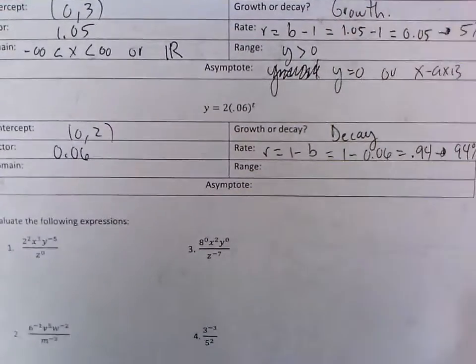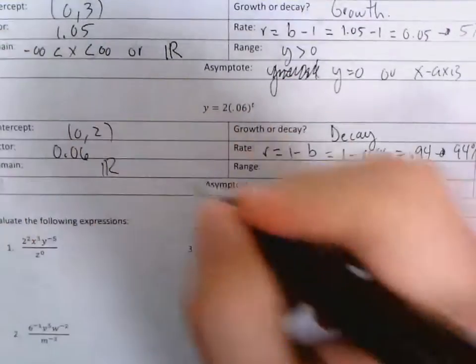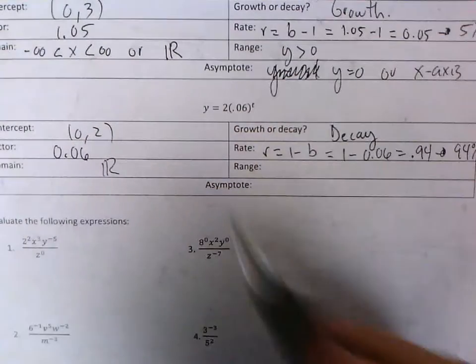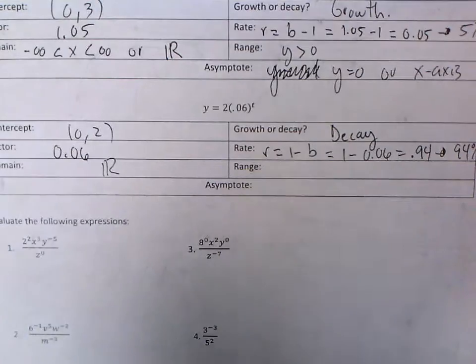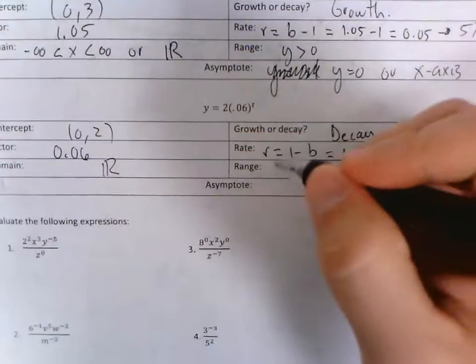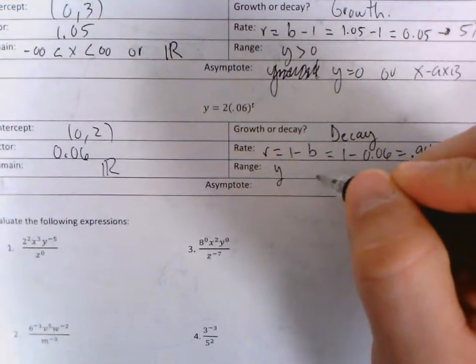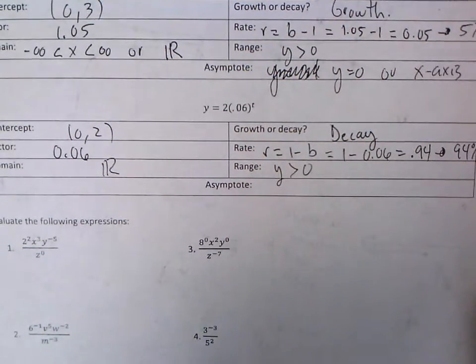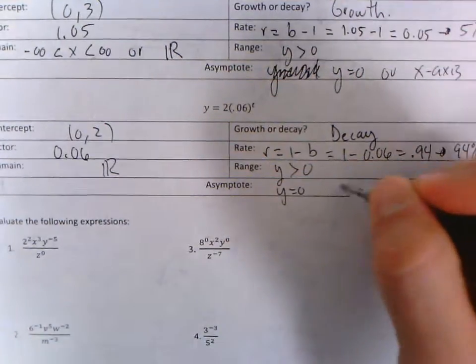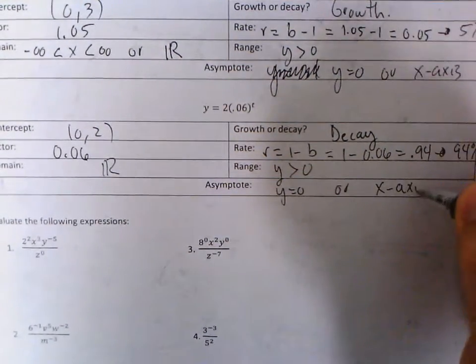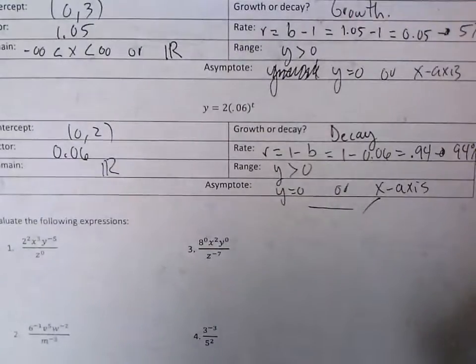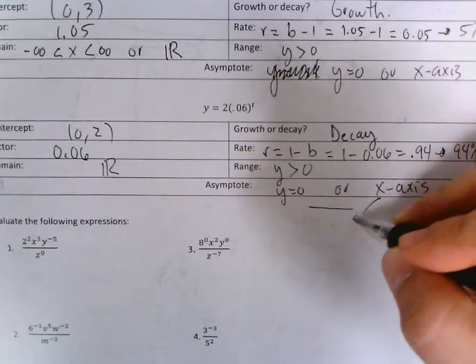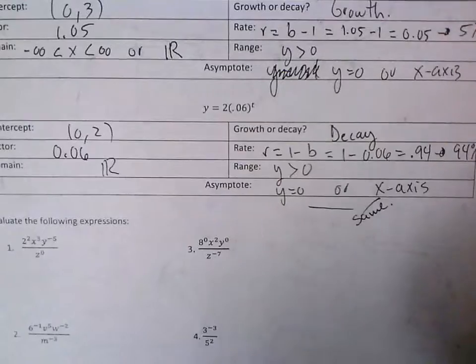My domain, it's the same one. It's all real numbers. And the range for an exponential function in this form will just be y is greater than 0. It's the same range. And the asymptote will be, well, the same as well. Y equals 0 or the x-axis. Let me just clarify that these two are the same. This is the same thing.